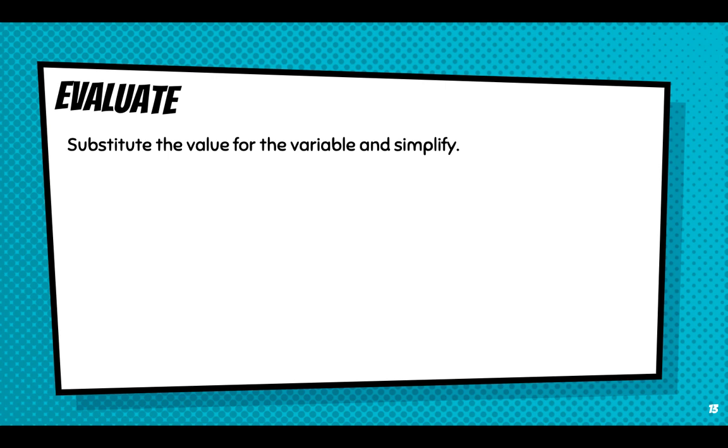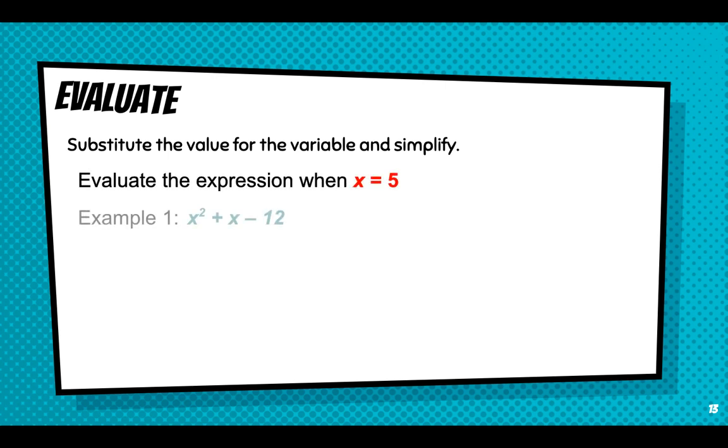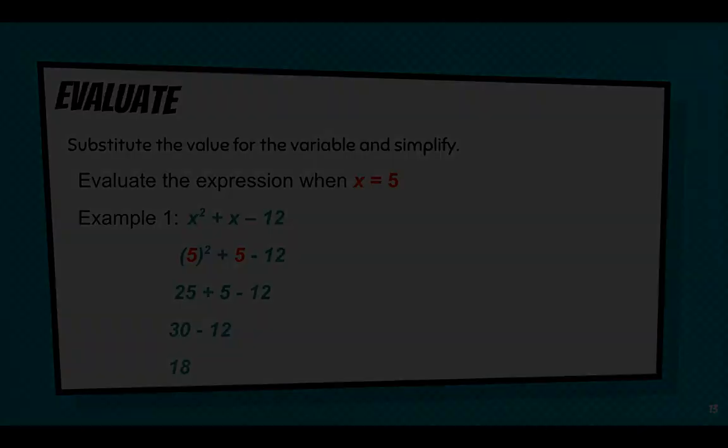To evaluate, you're just going to substitute a value into the equation. So this one says that we want to use x equals 5. So we'll just plug that in. So here you can see that same expression just with a 5, replacing each x, and then we'll follow order of operations to simplify. So we'll do 5 squared to get 25. And then it's just addition and subtraction. So we have 30 minus 12 to leave us with 18.